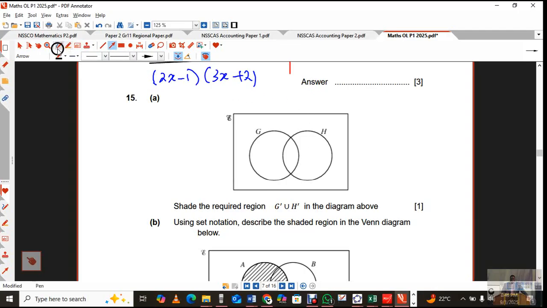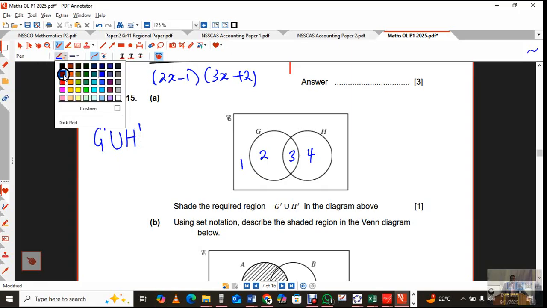What do we have? The way I like to answer this, every region I'm going to put a number there. I'm going to put 1 that is on the outside, 2 on the G, this side, 3 is the intersection of that, and 4. And what I would like to do, I will write my G complement union of that H complement. So what does it mean?